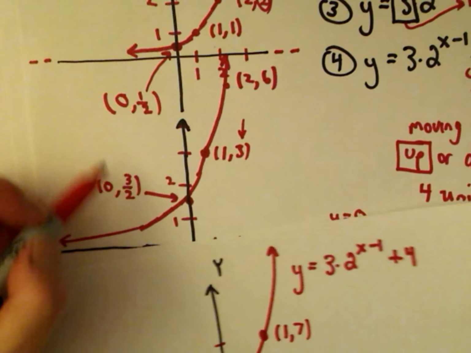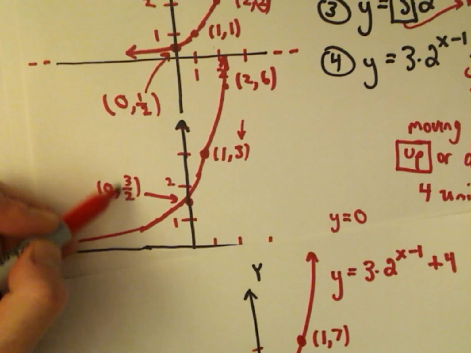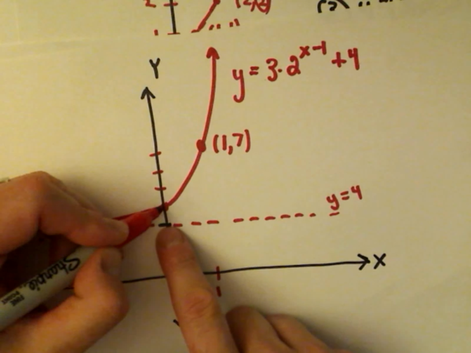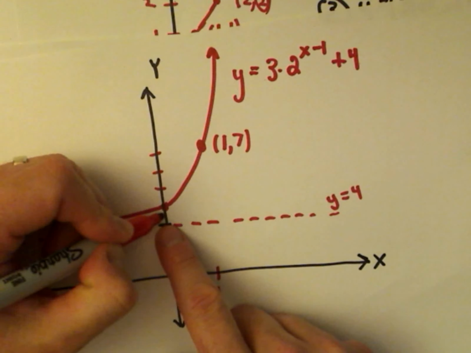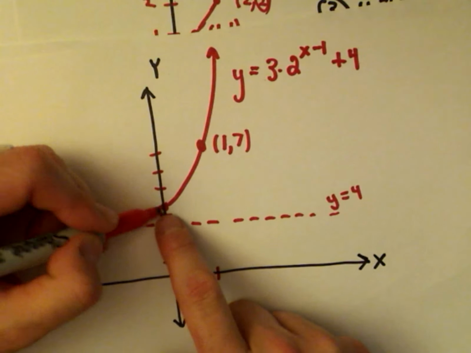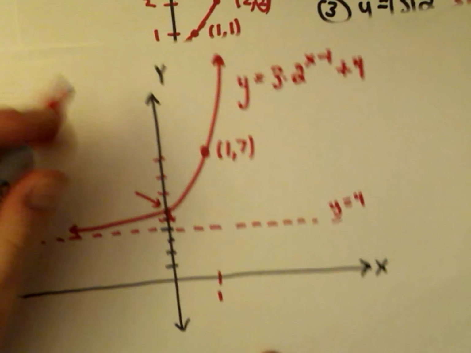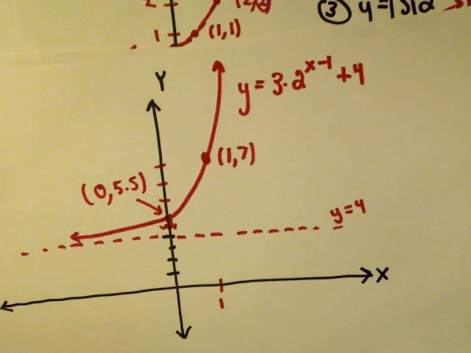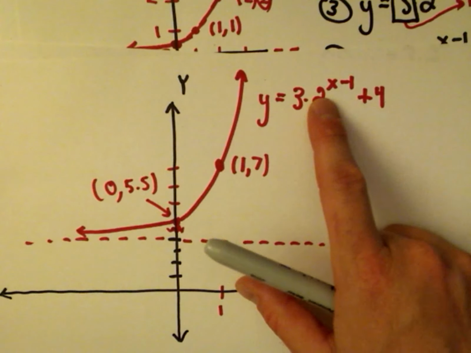Our y value was originally at 3 halves, which is 1.5. If I add 4 to that, that's going to be at 5.5. So let's see, there was 4. Let's see, 4, 5, 6. Okay, I've totally screwed up the units now. But anyway, let's just go ahead and make that 0, comma 5.5. What's 5.5? 11 halves. So that would be a very rough graph of 3 multiplied by 2 to the x minus 1 plus 4.